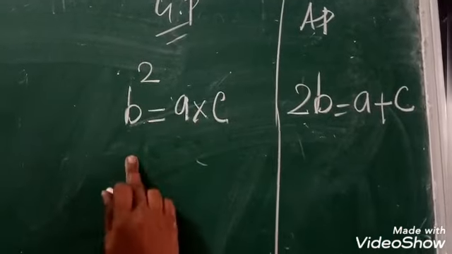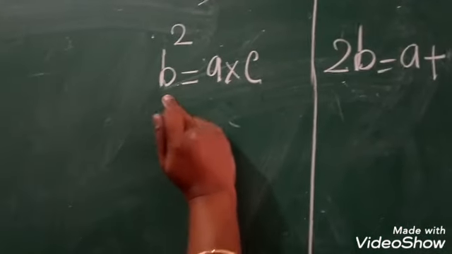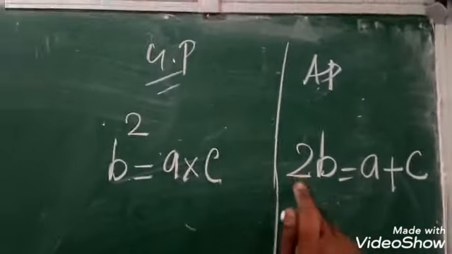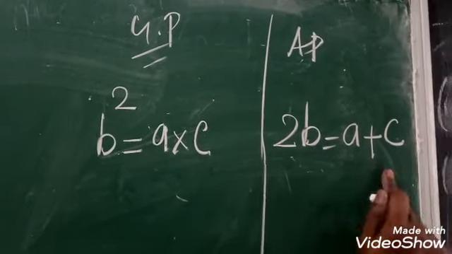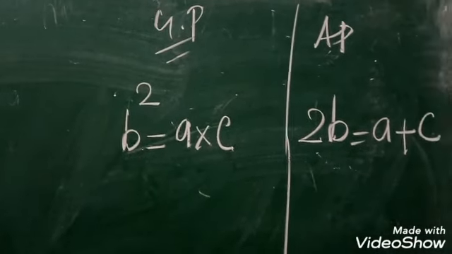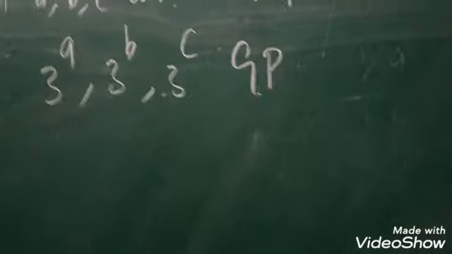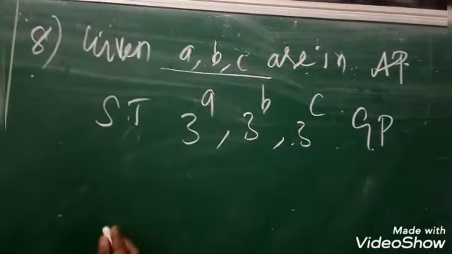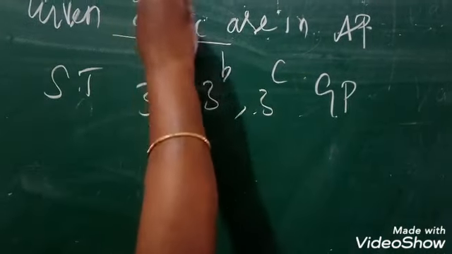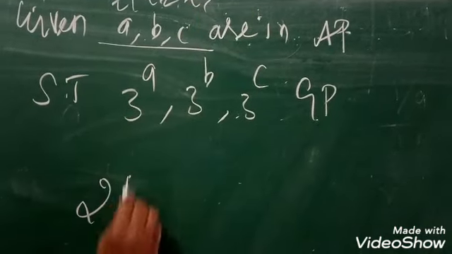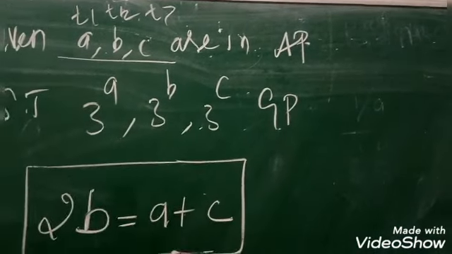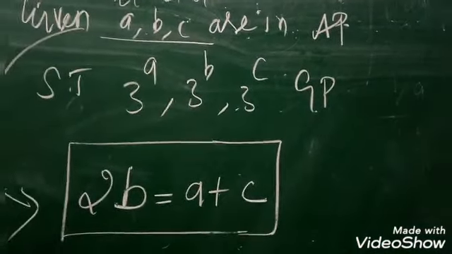Here, GP means the square of the second term is equal to the first term into the third term. But in AP, 2 times the second term is equal to the first term plus the third term. This is the concept, and I have already explained it in many videos. Now we have to use this concept, because the given is A, B, C are in AP. AP means T1, T2, T3, so 2 times the second term is equal to the first term plus the third term. This is the concept from A, B, C are in AP.